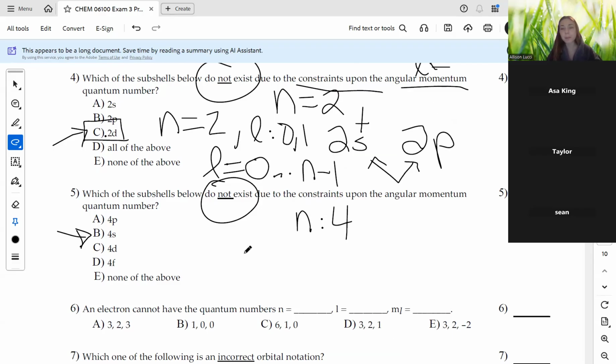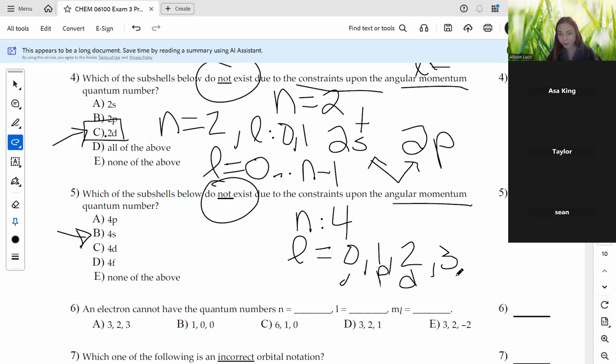So we can think about angular momentum here. What L values can we have? We can have 0. So that's an S. We can have 1. That's a P. We can have 2. That's a D. I can have a 3. That's an F, right? So S, P, D, or F here. Okay, so we can have any orbitals. So any of these are possible. So I'm going to uncircle that and say that the correct answer choice would be E, that none of the above do not exist because of angular momentum constraints.